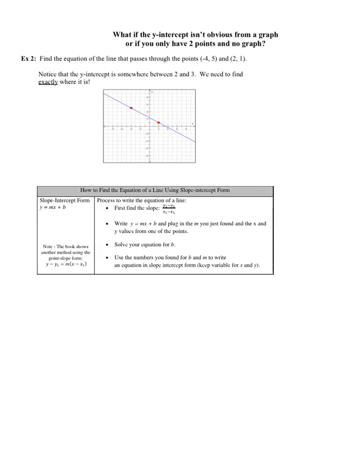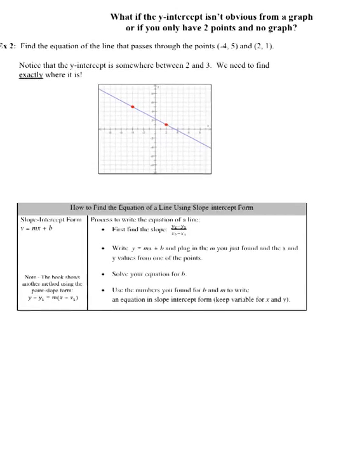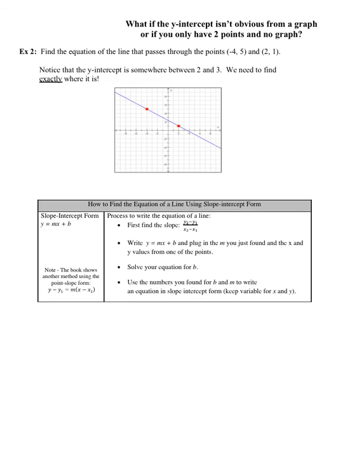Sometimes the y-intercept is not very obvious on a graph. You can see here it's somewhere between 2 and 3, but you can't tell exactly where that y-intercept is. So we're going to need to calculate it. Here's what we're going to do. The first thing is to find the slope, using that slope formula.